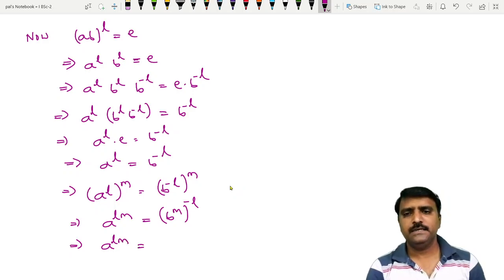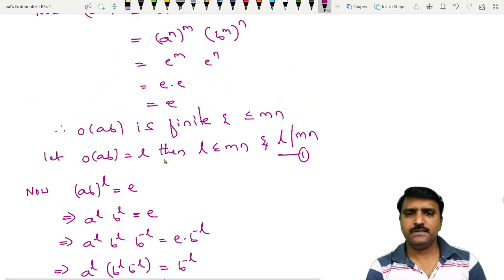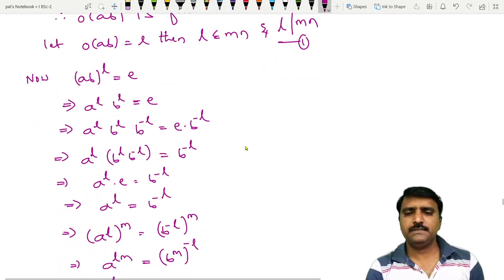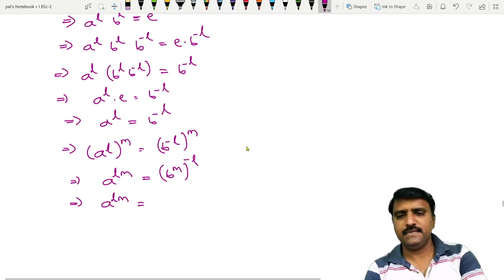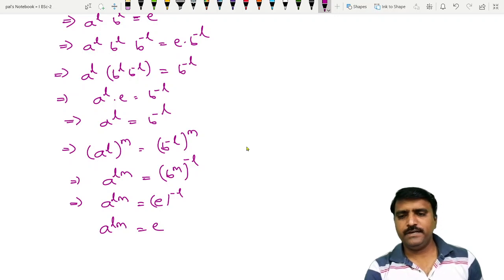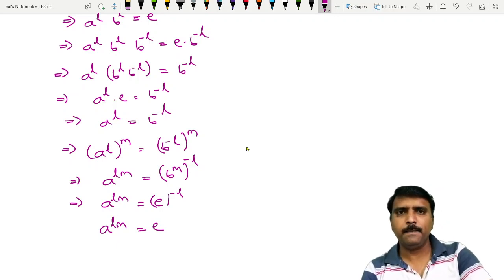You know that b to the power of m is equal to e, right? Using that, this becomes e to the power of minus L, so a to the power of Lm is equal to e. What it implies? Which implies that order of a, of course, order of a is n.